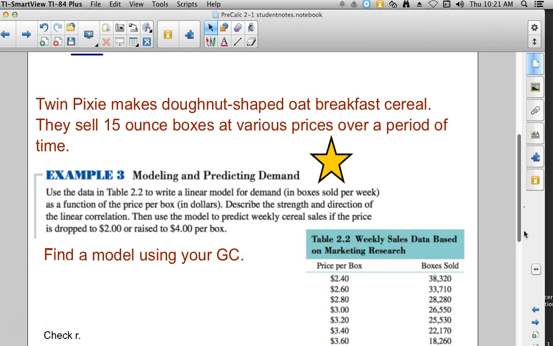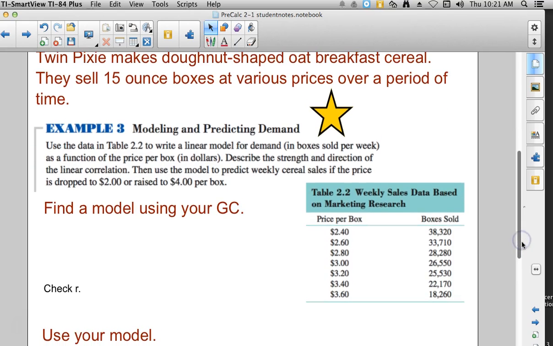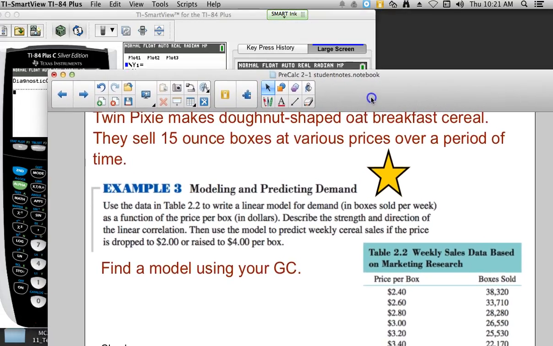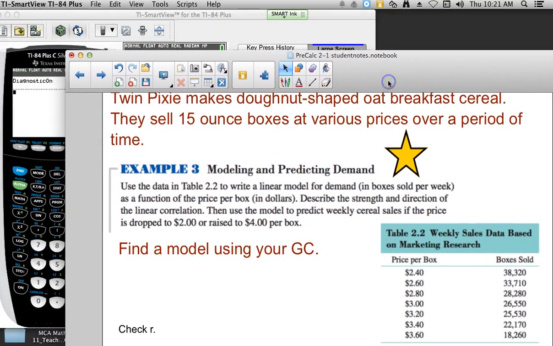That makes sense. If they raise the price on the cereal, they're not going to sell as many boxes. If they lower the price, they should sell more boxes. So describe the strength and direction of that linear correlation and then use the model to predict the weekly cereal sales if the price is dropped to $2 or raised to $4 per box. So we want to get a model, which means we need to grab the good old GC here and keep the numbers so I can see them up there.